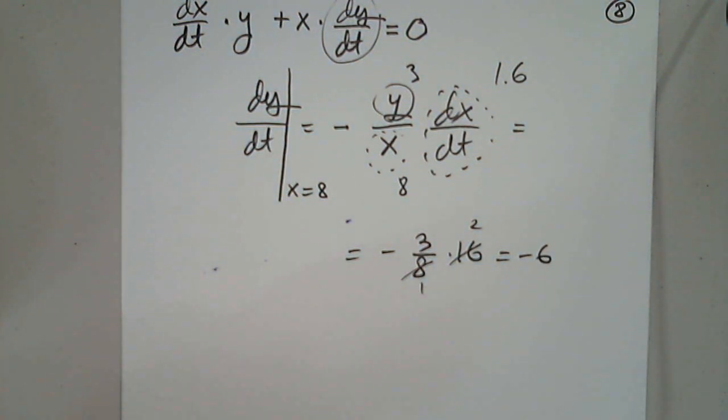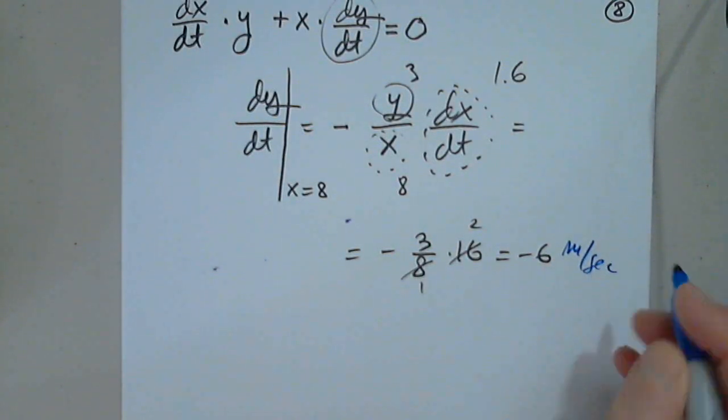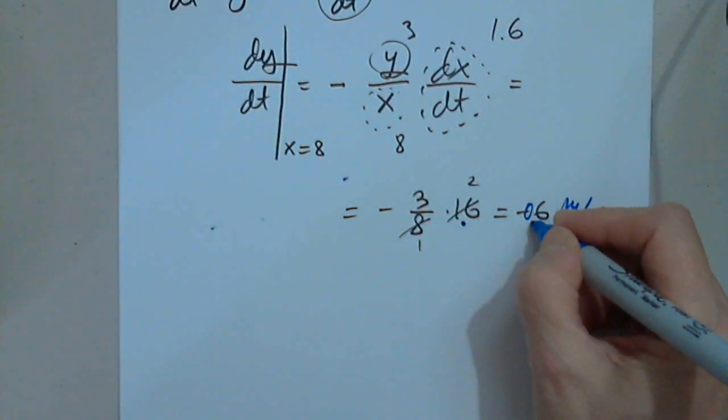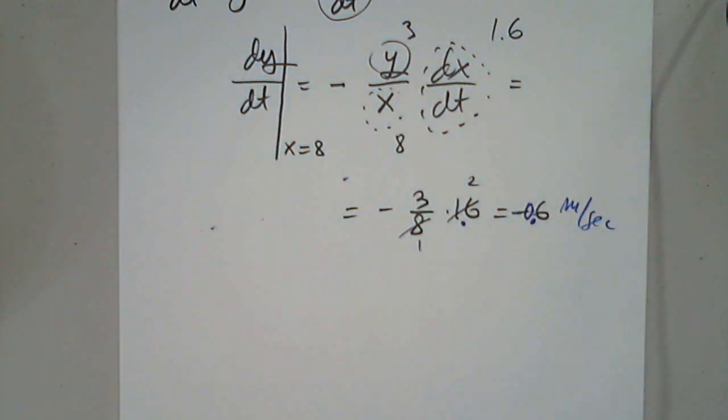Measurement unit. Meters per second. Decreasing. Okay, it's 1.6. I wish I could walk that fast at 16 meters per second. So 1.6 meters per second. So I'll simplify, so this is 0.2. So negative 0.6 meters per second.